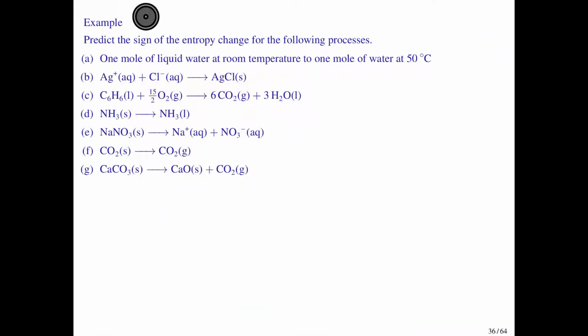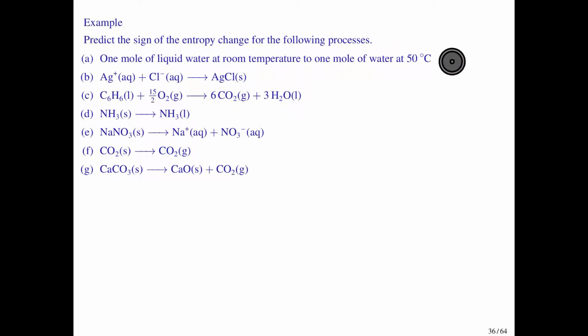So this is something that you want to practice. And if Sapling isn't giving you enough practice with this, then I strongly urge you to use the end of chapter questions to test yourself. And so here we're just given different processes, and we're asked to determine what is the sign of the entropy change. Is it going to be positive? Does entropy increase? Or will it be negative? Does entropy decrease?